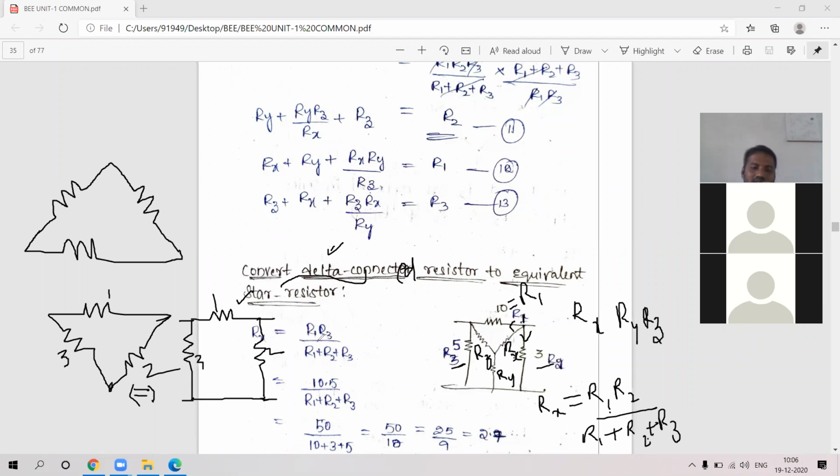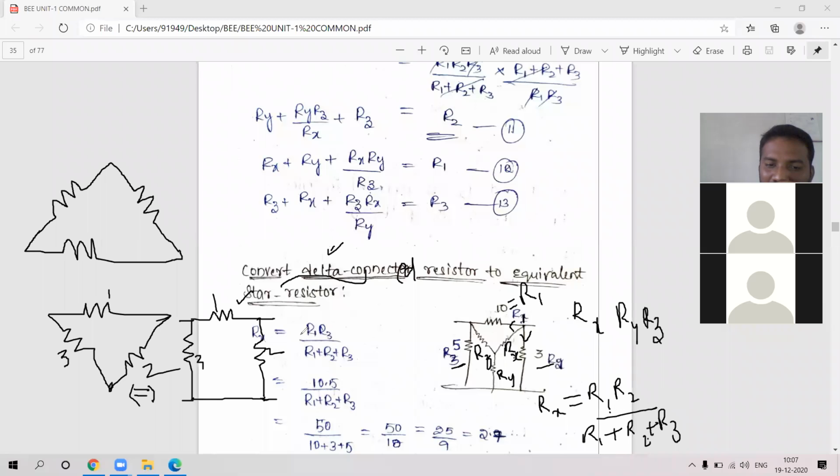Here I wrote Rx is equal to R1 R3. Suppose if I start this 3 ohms as R1, then you will get it like that. So I have made 10 ohms R1, 3 ohms R2 and R3. That's why I am writing this Rx as R1 R2 by R1 plus R2 plus R3.